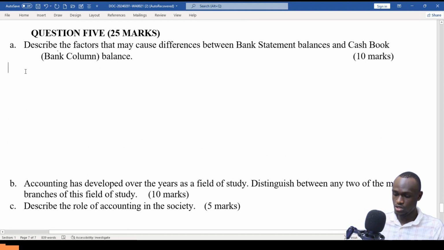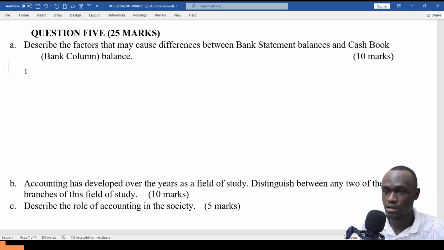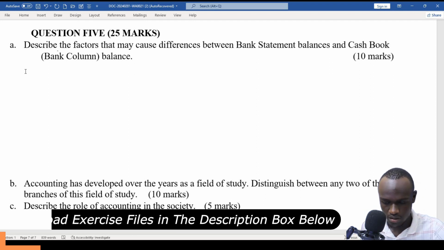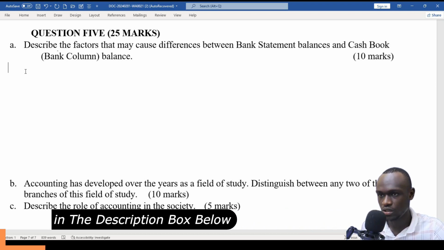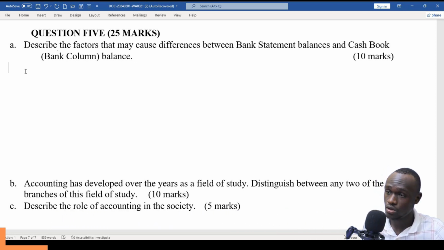The differences may be due to some reasons. One of the reasons is that some items will appear in the bank statement and not in the cash book. Another factor is that some items will appear in the cash book and not in the bank statement. And also it may be due to errors made when entering amounts either in the cash book or while posting bank transactions. So items that appear in the cash book and do not appear in the bank statement.